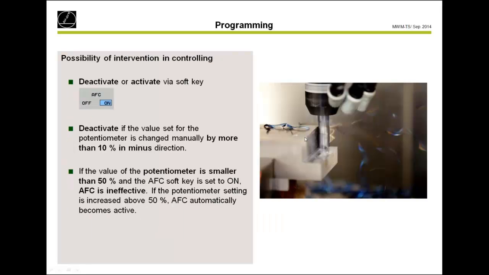I need to activate AFC also by a soft key, AFC on. AFC will be automatically switched off when we change the feed rate override more than 10% in minus direction. And also the feed rate potentiometer must be over 50%, otherwise AFC is not working. So the soft key needs to be over 50%. The potentiometer needs to be over 50%, otherwise AFC is not working.